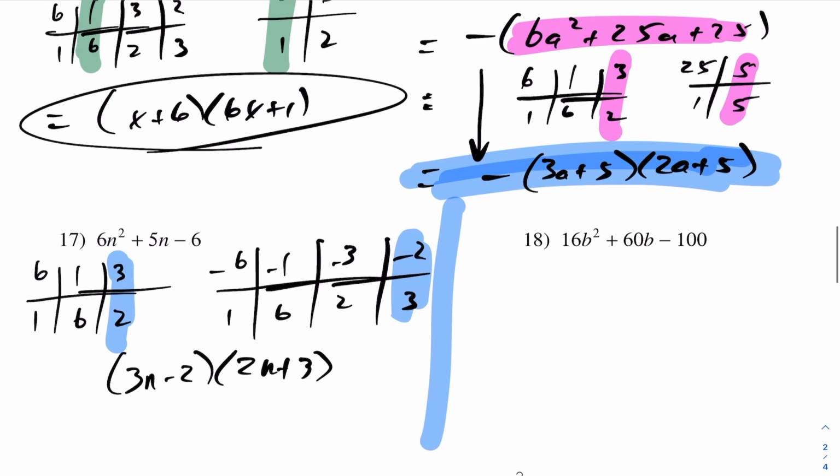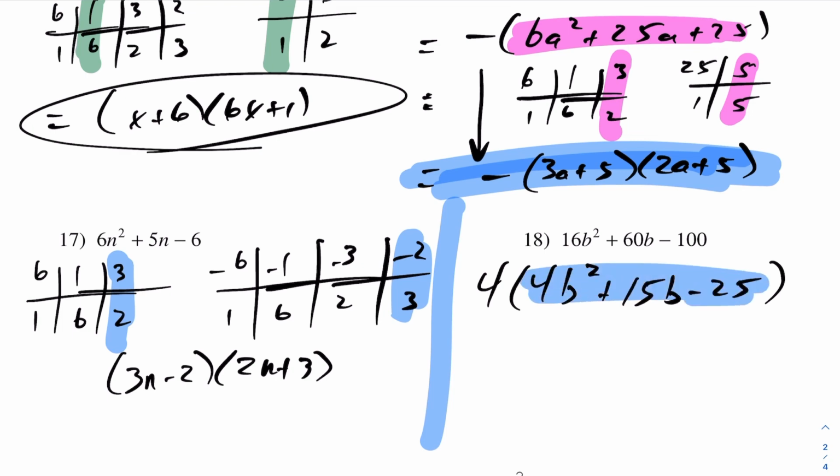All right, last question here. Take a look at number 18. You want to look for a GCF on this, and I have a GCF of a 4 out of this. So factoring out a 4, I end up getting here 4b squared plus 15b minus 25. And then we're left with a complex trinomial inside.